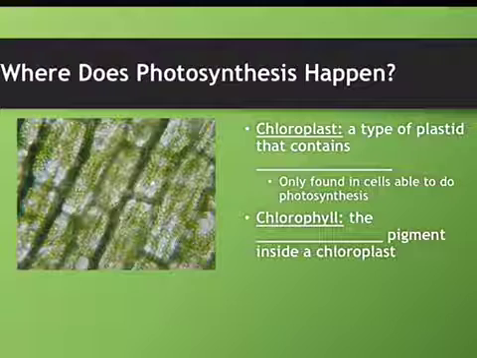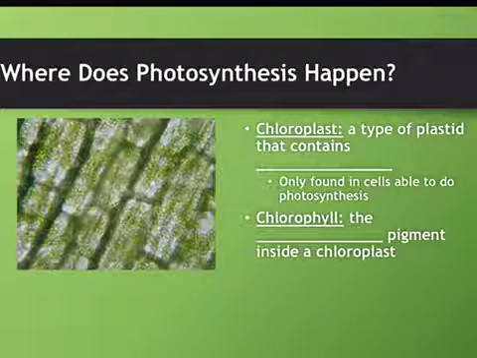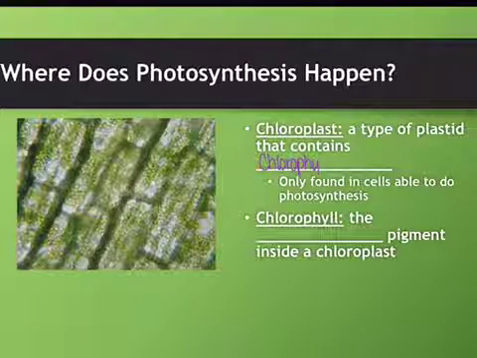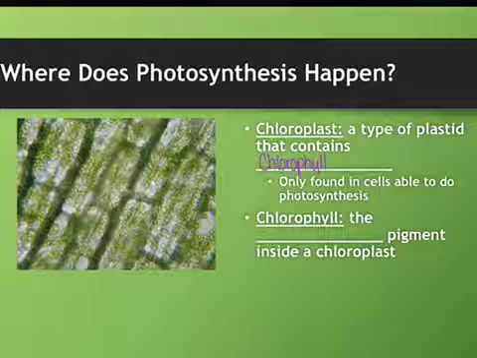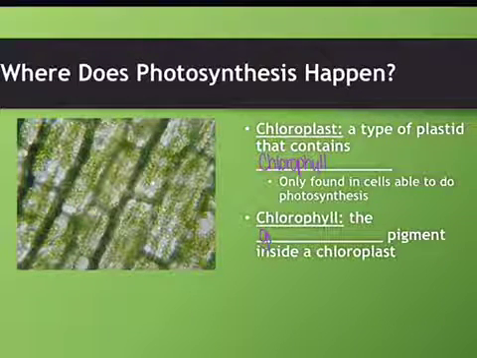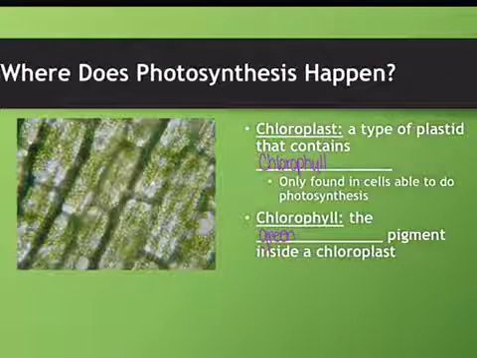Photosynthesis takes place inside the plant organelle called chloroplast. And chloroplasts contain a special pigment called chlorophyll. And this is only found in cells that are able to do photosynthesis. And chlorophyll is a green colored pigment that's located inside the chloroplast. That's why we see green when we look at a leaf.